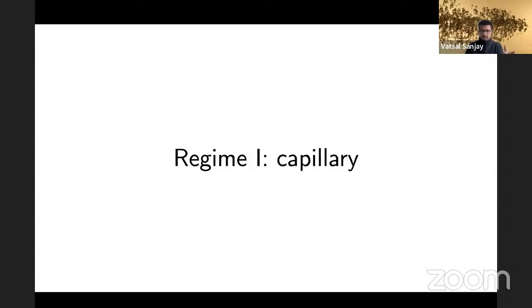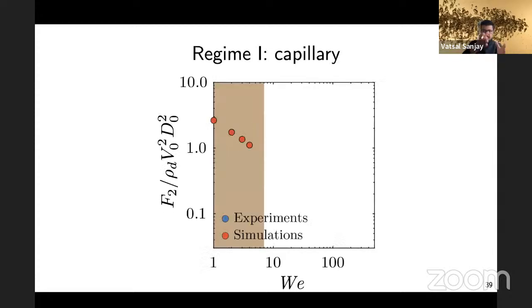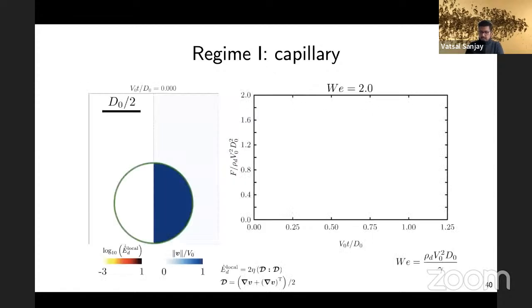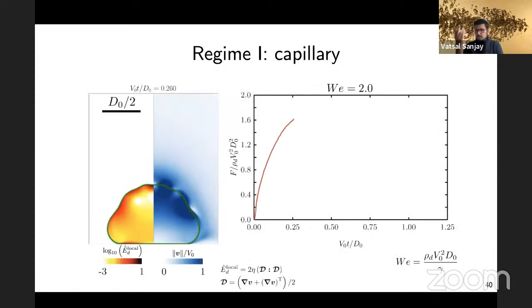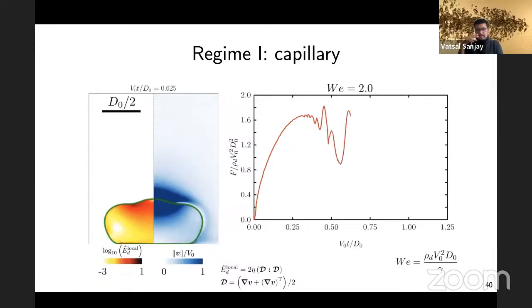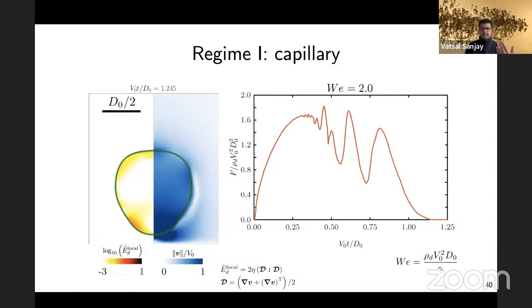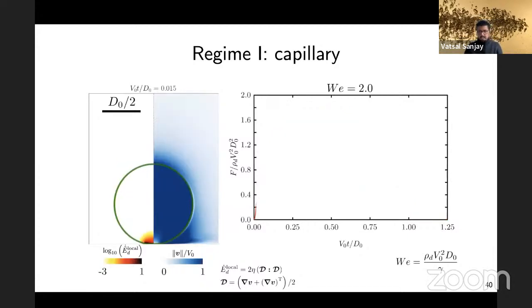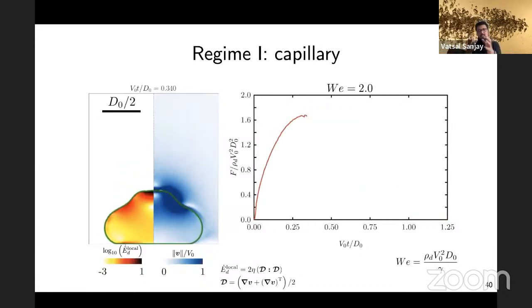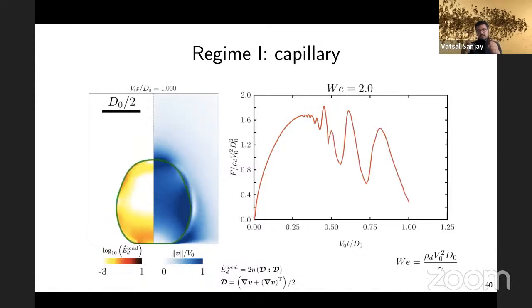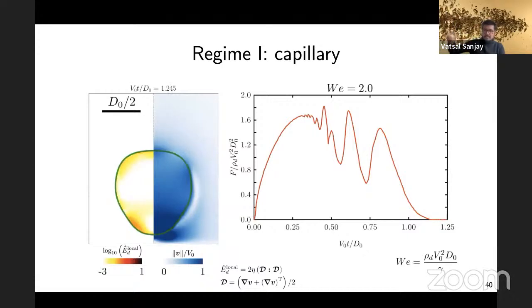So for example, the first regime is the capillary regime, which is in this brown region over here. And what happens here is that there are not just two peaks in the force, but actually multiple peaks. And the reason for this is capillary oscillations. So let me play this once again. What we have is that the pressure inside the droplet is capillary, and we have these multiple modes of capillary oscillations that lead to multiple peaks in the impact force.